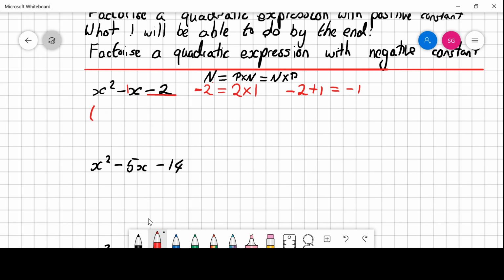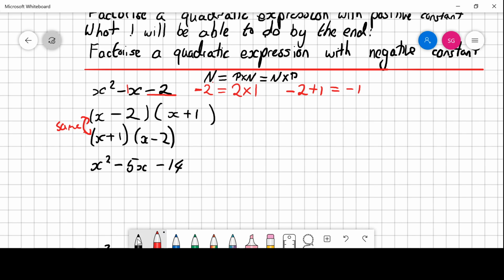Lo and behold, we found our solution, so we can go into our brackets, and I'm going to do that in black rather than red. x minus 2, x plus 1. Again, if you do these kinds of questions and you get x plus 1, x minus 2, these are exactly the same answers.